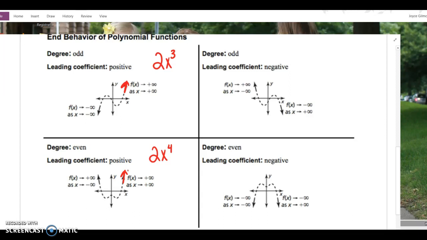Now, if the degree is odd, so if the largest exponent is a 3 or a 5 or a 7, the other end goes the opposite direction. Odd, opposite. The other end will do the opposite thing. If the degree is even, like 2, 4, 6, 8, whatever, then the other side does the same thing. Now look over when the leading coefficient is negative, like if we had negative 2x to the third, and negative 2x to the fourth. If your leading coefficient is negative, the right side of the graph goes downward. If the degree is odd, the other side goes the opposite direction. If the degree is even, the other side does the same thing.